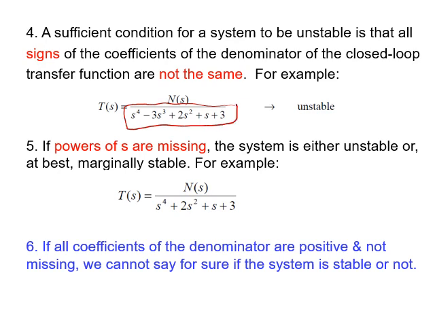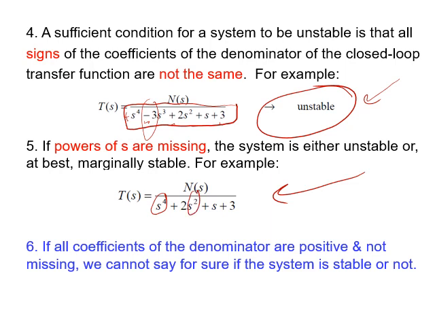So if the signs of the denominator coefficients come positive and negative, the system is unstable. Like here we have positive, negative, positive, positive, positive. If there is any change in the sign, it means the system is unstable. Not only this, if we are missing any power in the denominator, as you see here, that means the system is unstable, which means here s to the power 4 and s to the power 2, there is no s to the power 3. So this is another indication showing that the system is unstable.